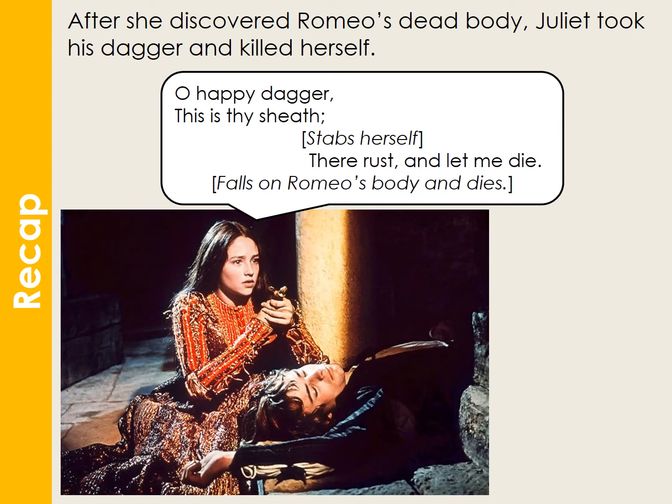Okay, so a brief recap of what we read and saw last lesson. On discovering Romeo's dead body, Juliet took his dagger and killed herself, and these are her final words in the play. She says, "O happy dagger, this is thy sheath, there rust and let me die." And we can see we've got some stage directions here that she falls on Romeo's body and dies. And if you recall, we talked about the fact that she calls it a happy dagger because she sees it as an opportunity to be reunited with her husband, with her one true love.